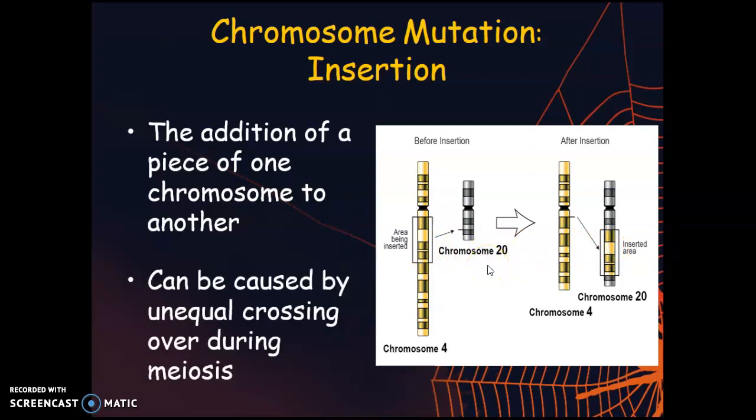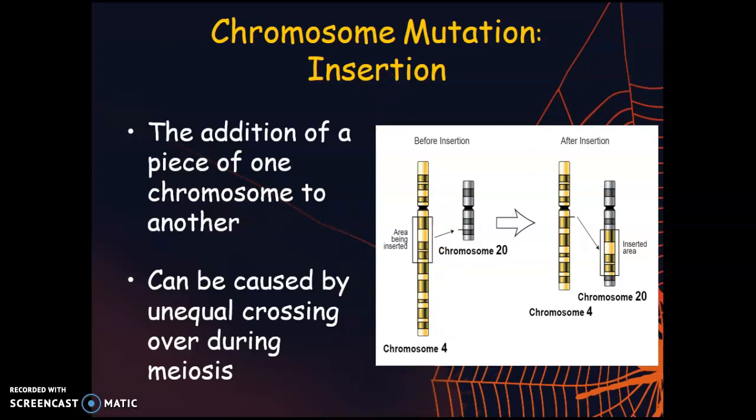This could also be due to crossing over that is unequal. So if we did have homologous chromosomes, so chromosome 4 and chromosome 4, and they traded a piece, but it wasn't a fair trade, it was a smaller piece from one chromosome and a larger piece from the other, that would also lead to insertion.